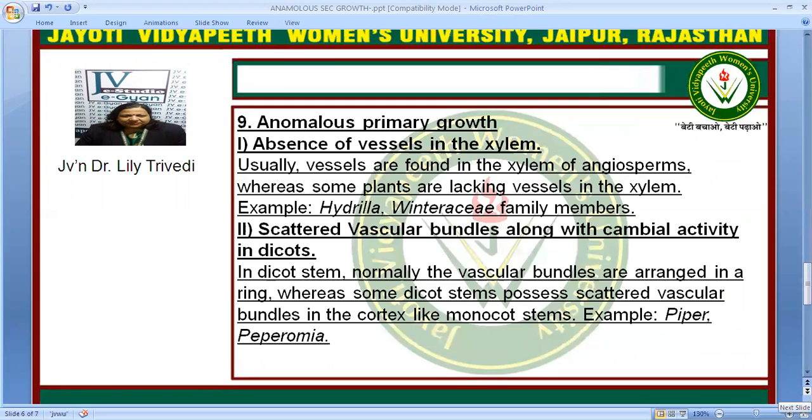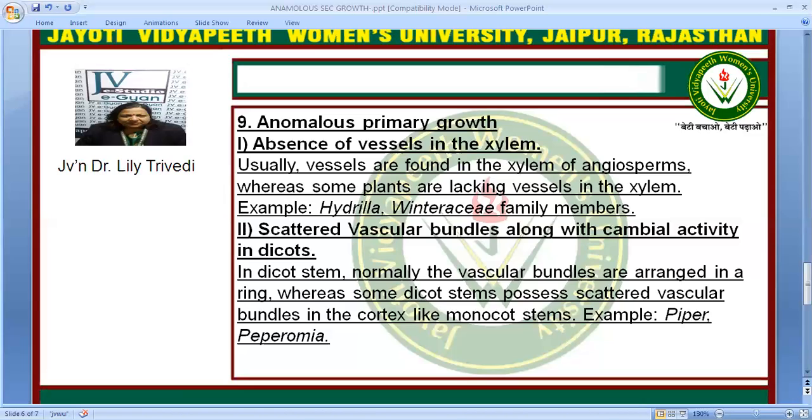Then the ninth is anomalous primary growth, that means absence of vessels in the xylem. Usually vessels are found in the xylem of angiosperms. But in some plants, vessels are lacking. For example, Hydrilla and the Winteraceae family.